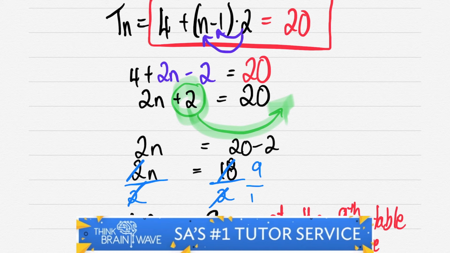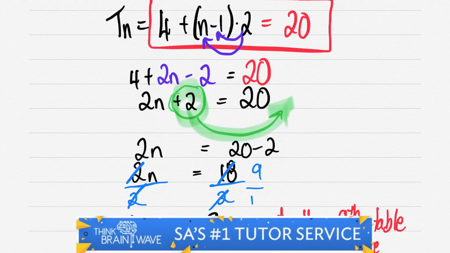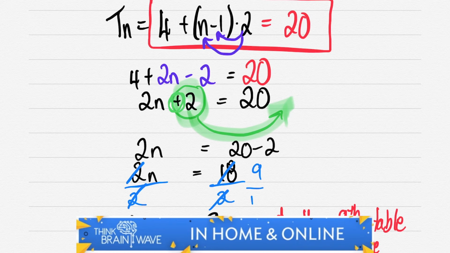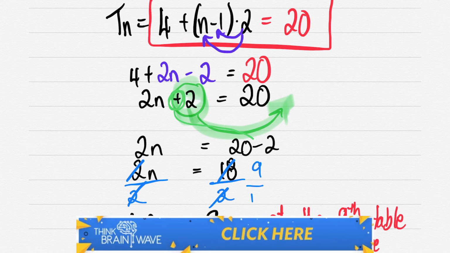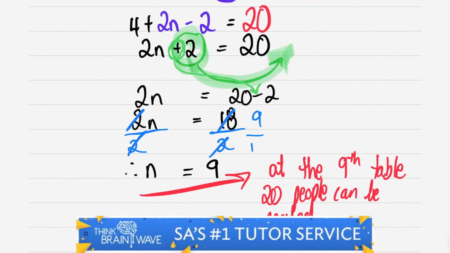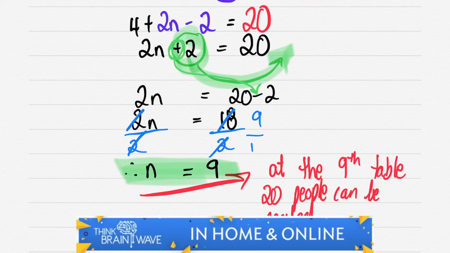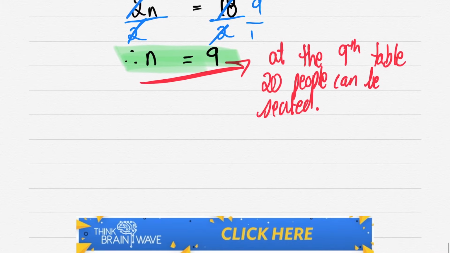We then work the solution on the left-hand side. We then manipulate the equation by taking the positive 2 to the right-hand side and changing it to a negative 2, as one does when one shifts across an equals sign. With that said, we calculate further and we find n is equal to 9. So at the 9th table, 20 people can be seated. Easy game.